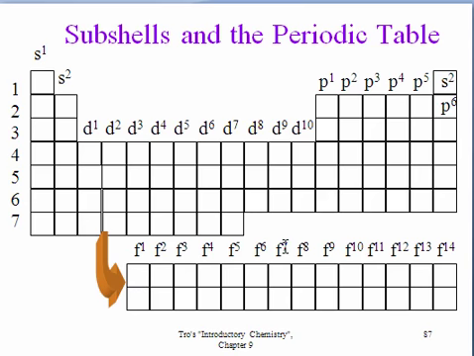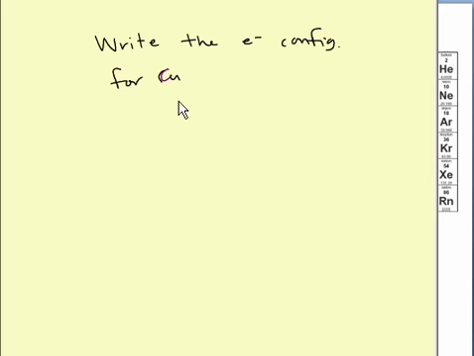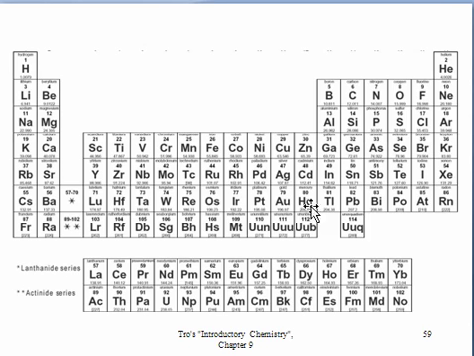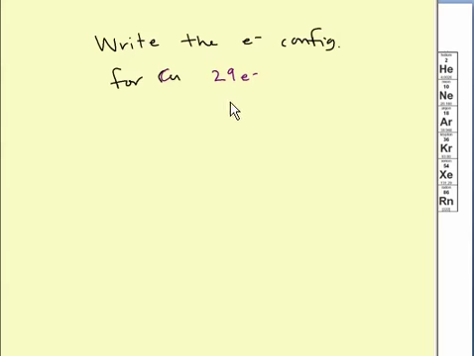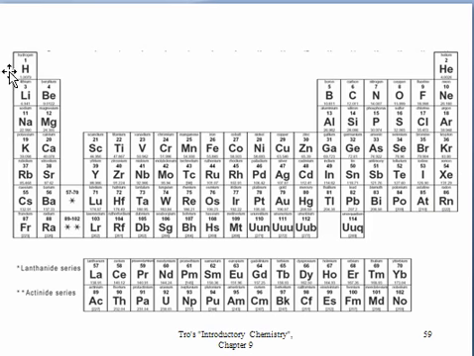So let's look at another example. Write the electron configuration for copper. Here's copper right here, 29 electrons. Okay, so where do we start? At the top. We have to fill each block, go from left to right until we end up here.